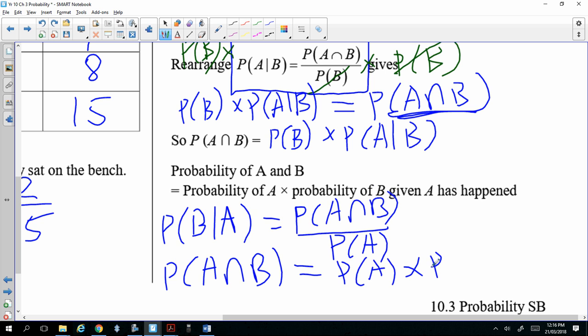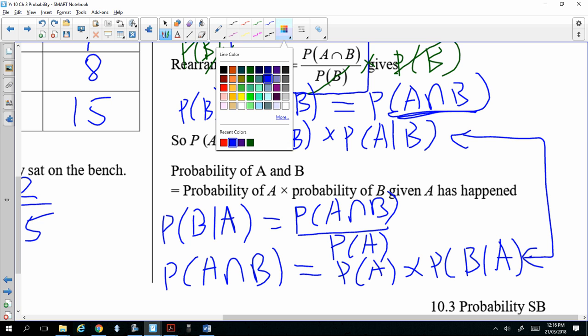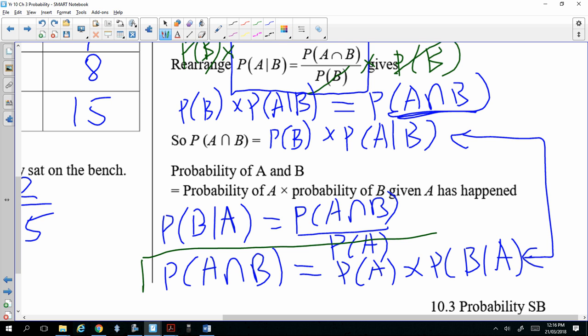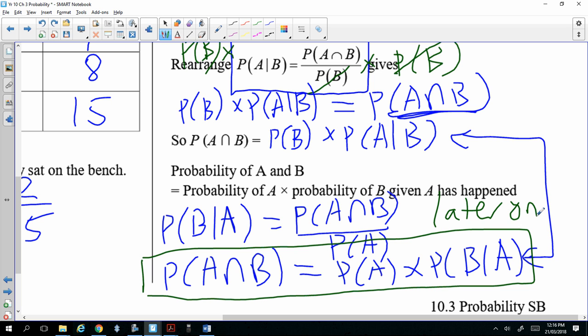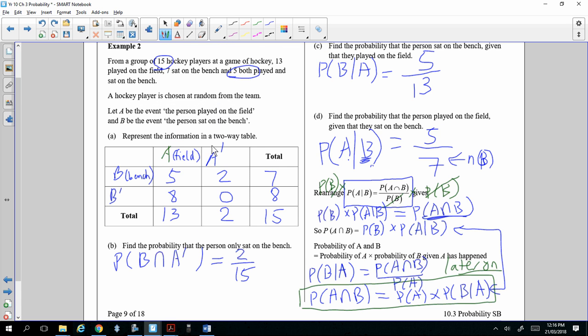Alright. That formula you should learn. That will be useful when we calculate the probability of two events happening. That will be useful later on. Okay. Alright, good. So that's probability. So you will try the exercise today on exercise 3D. Okay. Thank you.